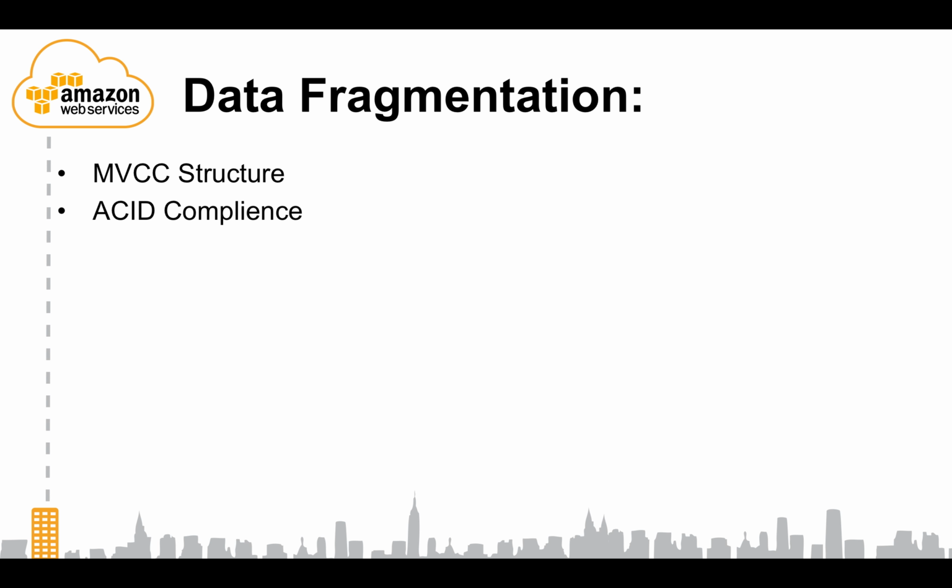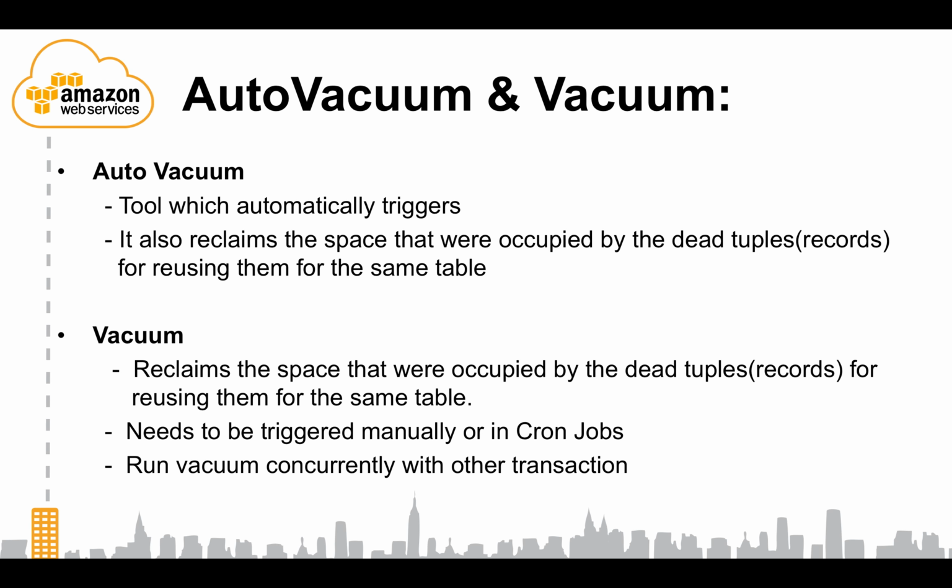Let's move on to the next slide and check on auto vacuum and vacuum. I'll give a brief introduction because mostly it's covered in the KNet videos, but you need to have a connection while you look into those videos. Auto vacuum is a tool which automatically triggers when the threshold limit is reached according to the parameters set in the PostgreSQL configuration file. We have already seen that. Thus, it reclaims the space that was occupied by the dead tuples for reuse in the same table. Keep in mind, it will be used in the same table, not by other tables.